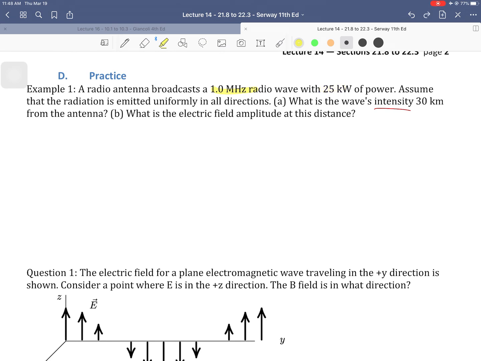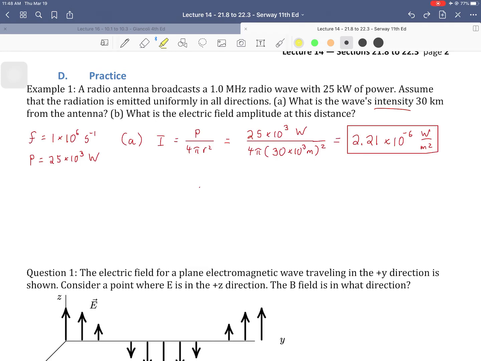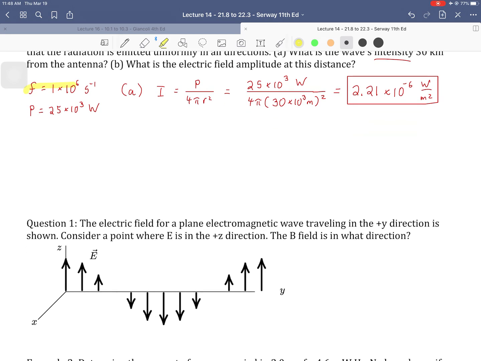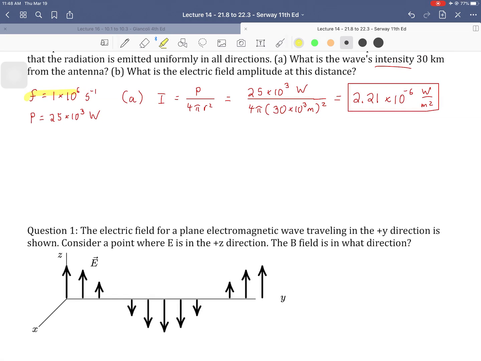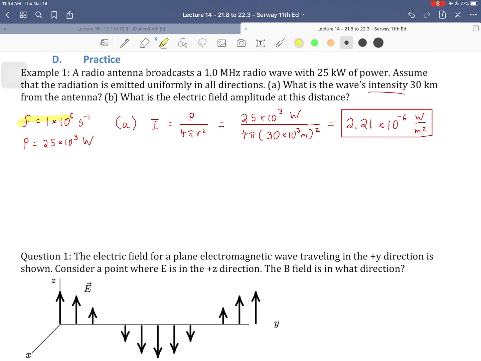All right, so I've got part A right here. Here we're just looking at the fact that we know our frequency. We know that it is equal to 1 times 10 to the 6 inverse seconds, or hertz. And then we've got our power given here as 25,000 watts, or 25 times 10 to the 3 watts.